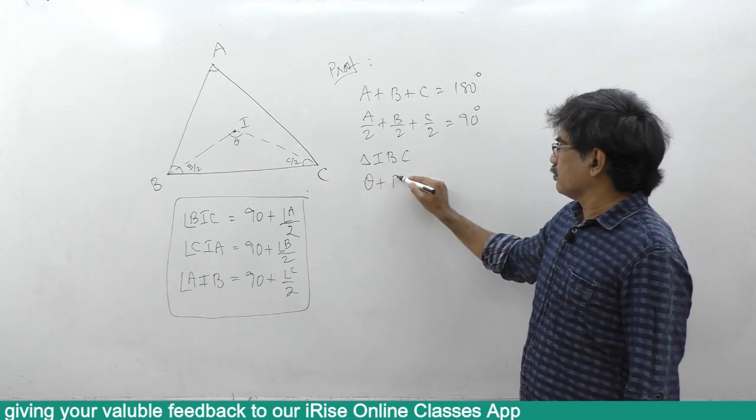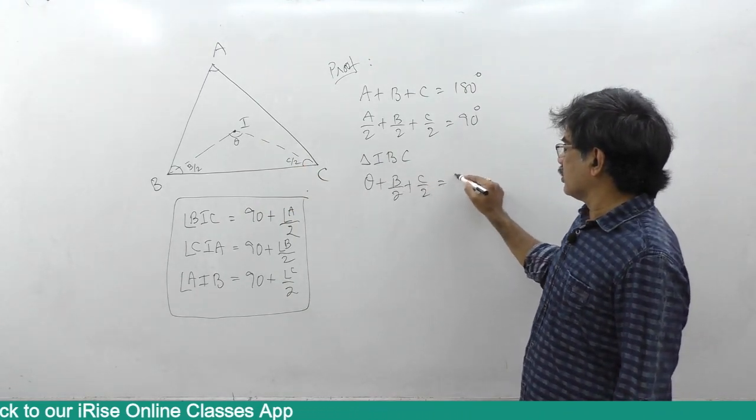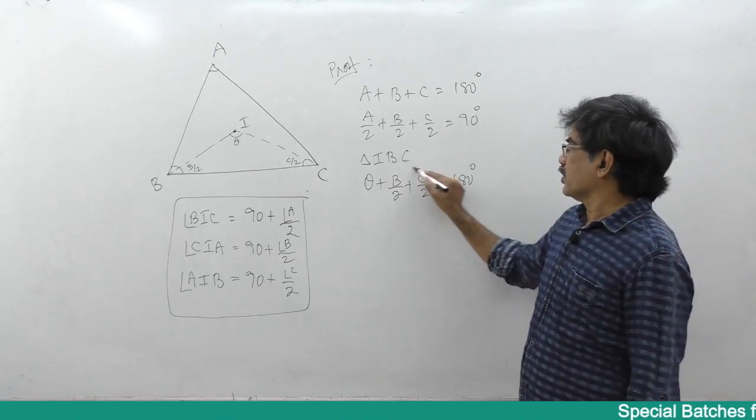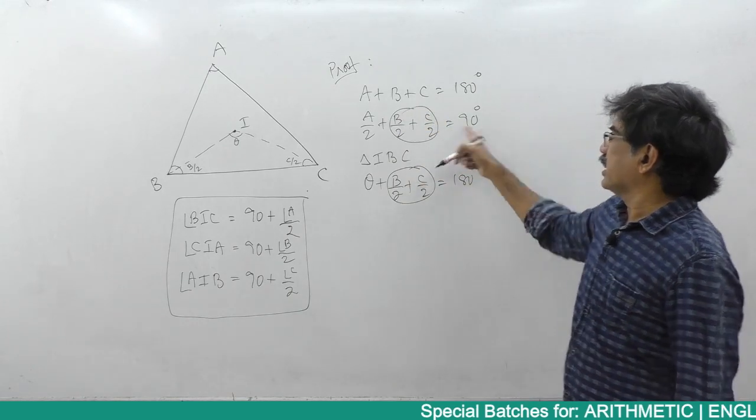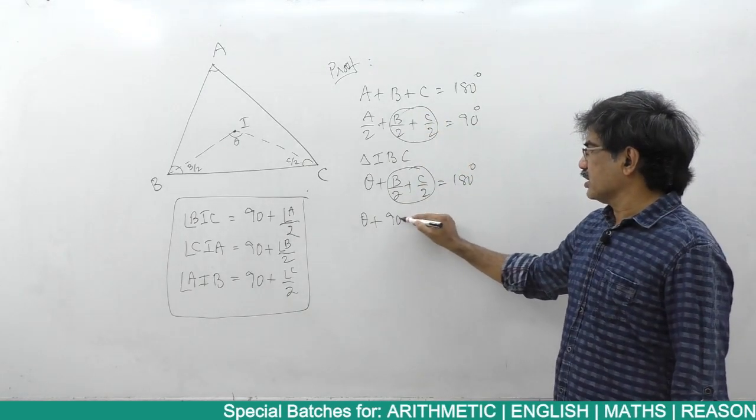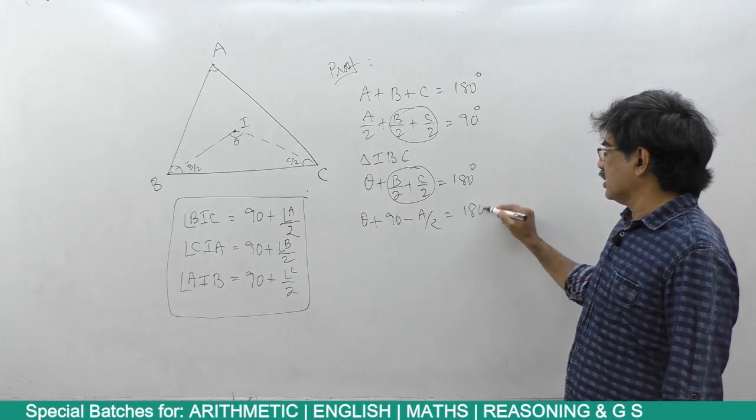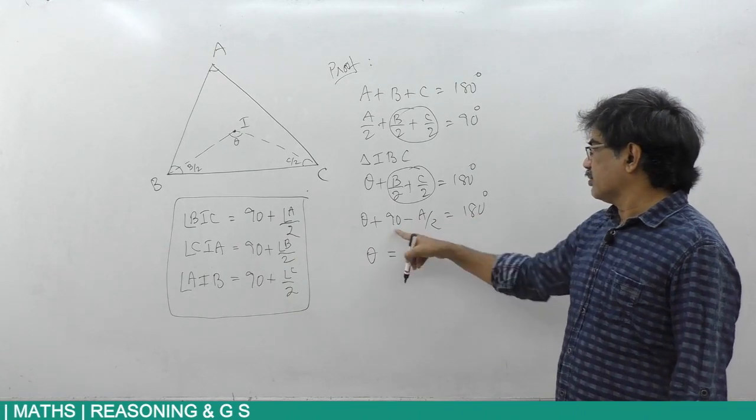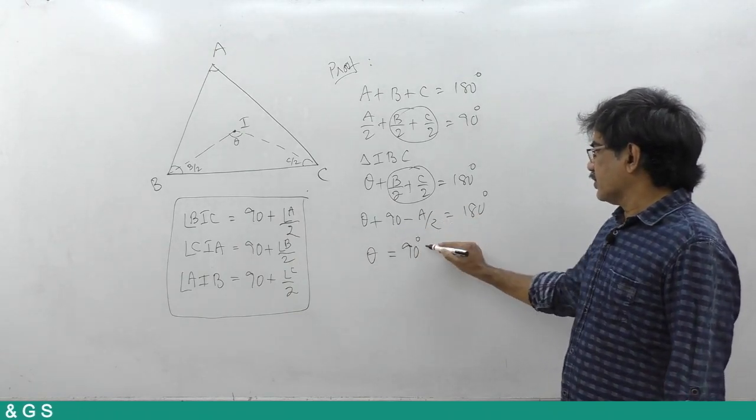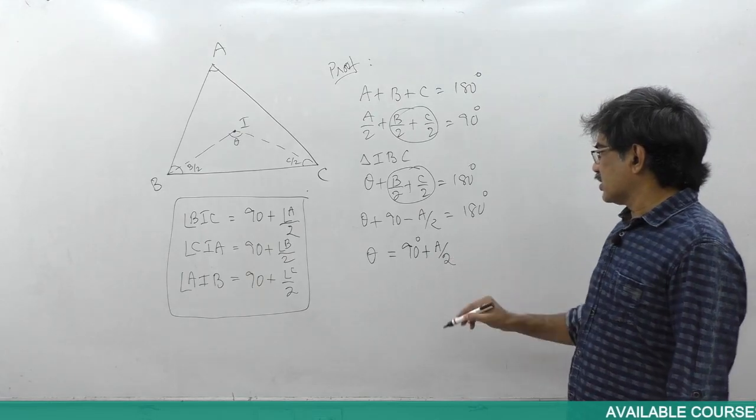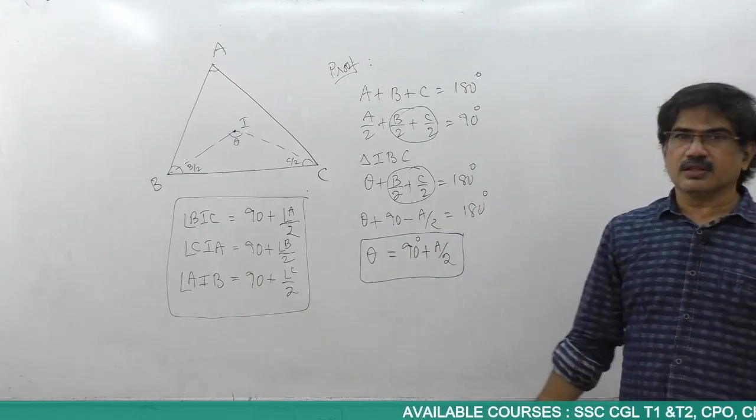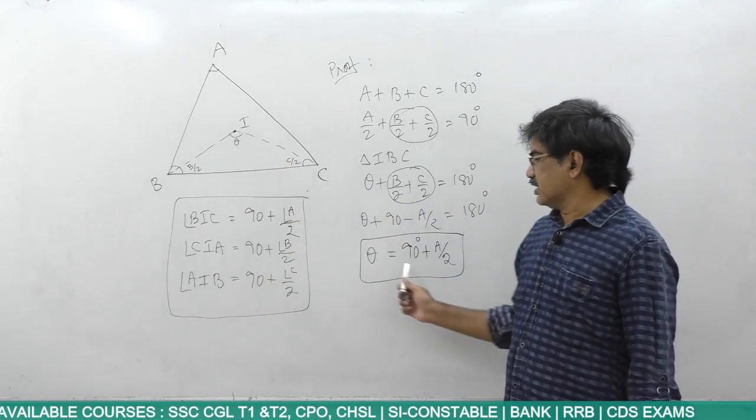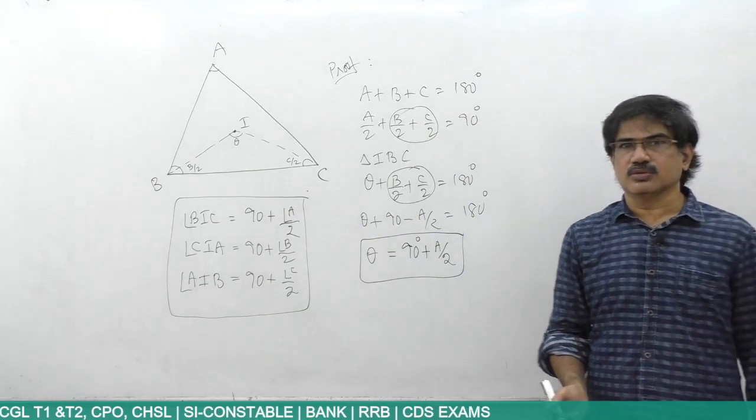So theta plus B by 2 plus C by 2 is also equal to 180 degrees. Therefore, what is B by 2 plus C by 2? 90 minus A by 2. So theta plus 90 minus A by 2 is equal to 180 degrees. Therefore, theta is equal to 180 minus 90, which is 90, and minus A by 2 transferred to the right side, therefore it is plus A by 2. If I is the incenter of triangle ABC, angle BIC is equal to 90 plus A by 2.